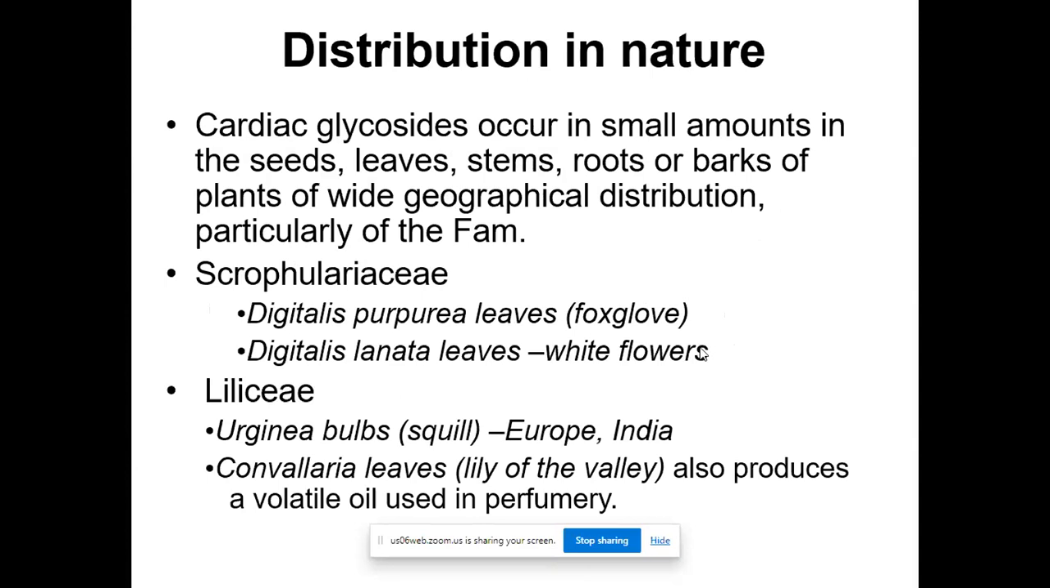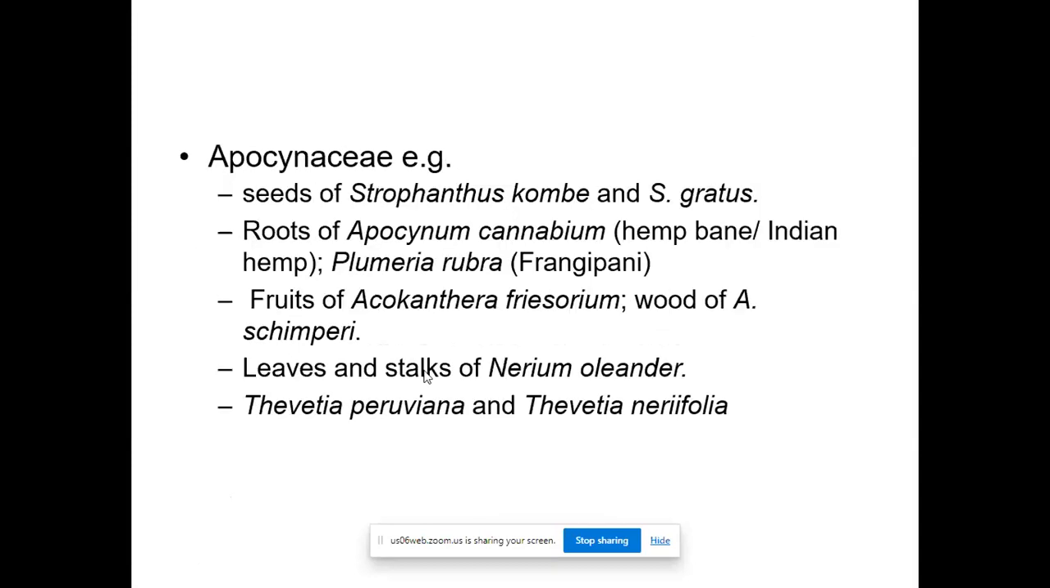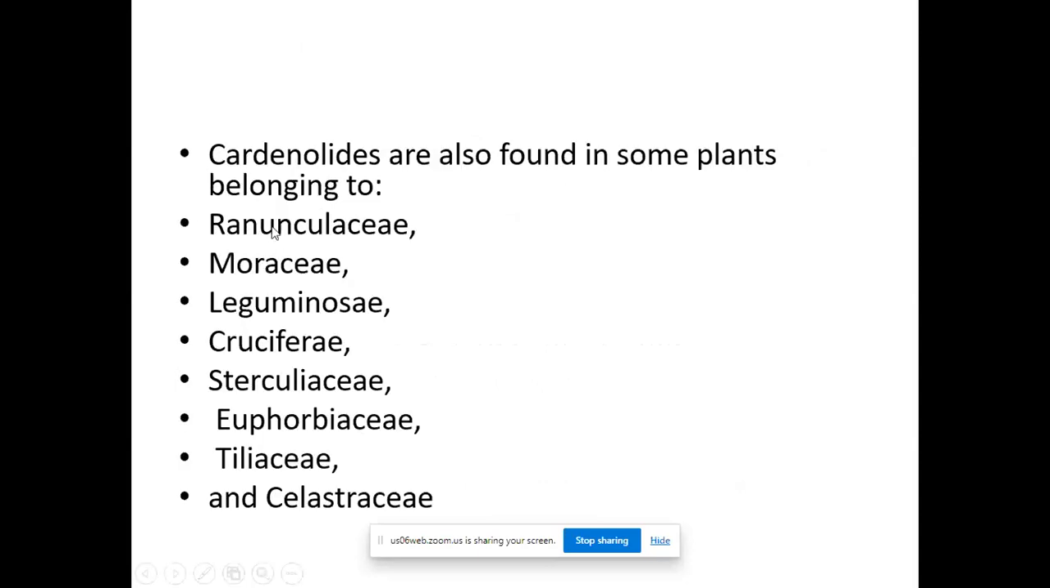So the distribution in nature, we have four major families in which the cardiac glycosides are found. We have, forgive my pronunciation, Scrophulariaceae, Liliaceae. For the first one, we have the digitalis, the most common one, Digitalis purpurea, also known as the foxglove, and Digitalis lanata, which is the white flower, also known as the Grecian foxglove. We have the Liliaceae, the Apocynaceae family, and the Ranunculaceae, which are the main families in which the cardiac glycosides are found.